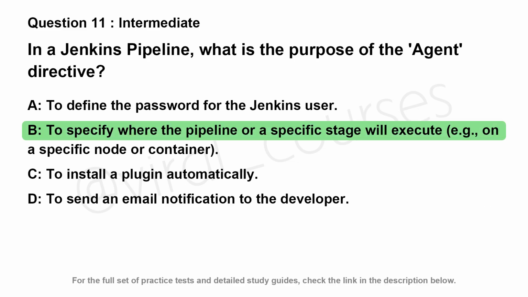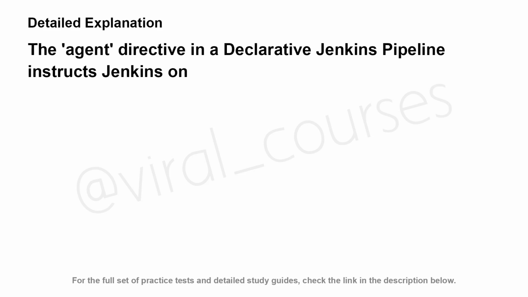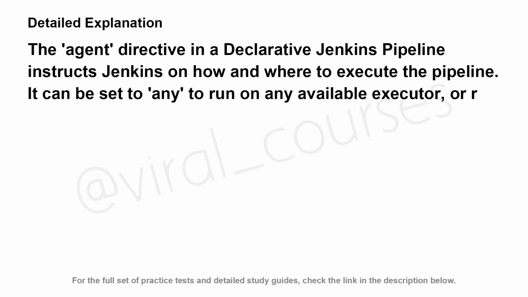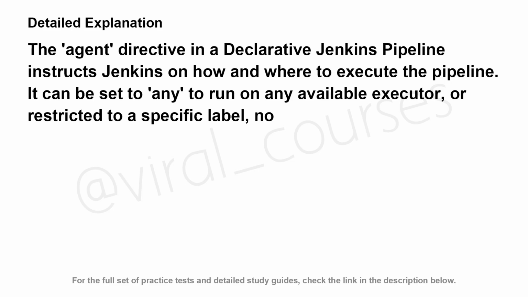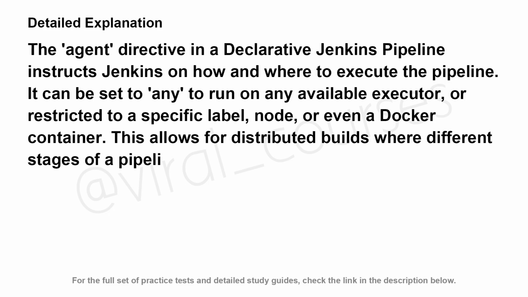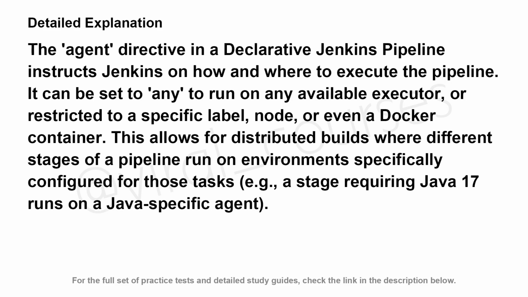The correct answer is B. The agent directive in a declarative Jenkins pipeline instructs Jenkins on how and where to execute the pipeline. It can be set to run on any available executor, or restricted to a specific label, node, or even a Docker container. This allows for distributed builds where different stages of a pipeline run on environments specifically configured for those tasks. E.g., a stage requiring Java 17 runs on a Java-specific agent.